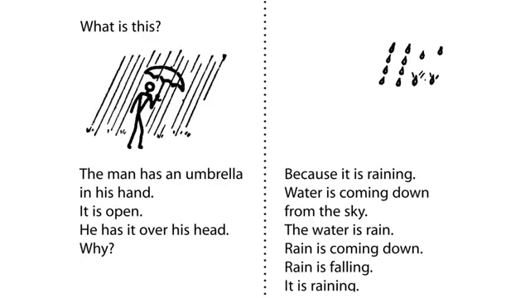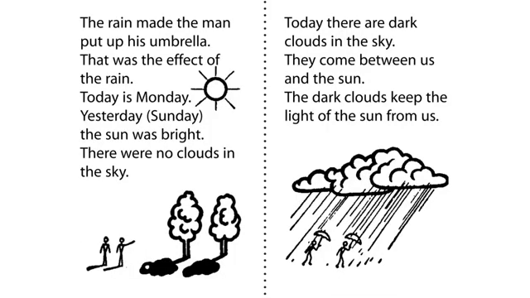What is this? The man has an umbrella in his hand. It is open. He has it over his head. Why? Because it is raining. Water is coming down from the sky. The water is rain. Rain is coming down. Rain is falling. It is raining. The rain made the man put up his umbrella. That was the effect of the rain.